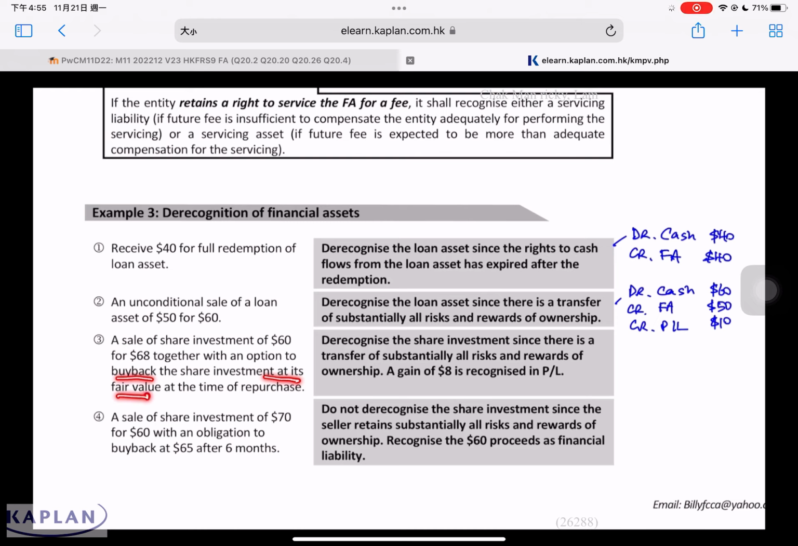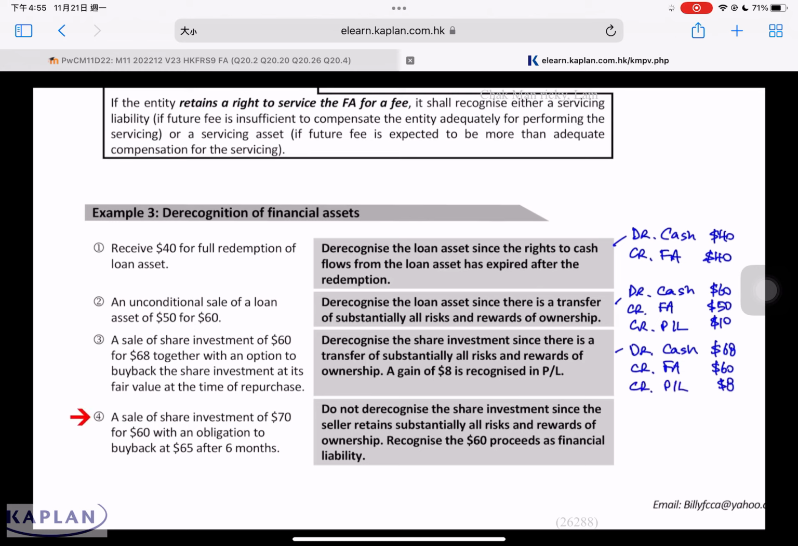From now onwards, when the value of the share goes up or down, who is the one that benefits or suffers? It is the buyer. Because if I buy back from the buyer at $100 in a year's time, the buyer will make a gain. If I buy back at $50 from the buyer in 1 year's time, the buyer will be the one that suffers the loss. From this moment onwards, the buyer is the one that benefits or suffers. So in this case, we should derecognize. Debit cash, 68. Credit financial assets, 60. The $8 should be recognized as a gain or loss in P&L.